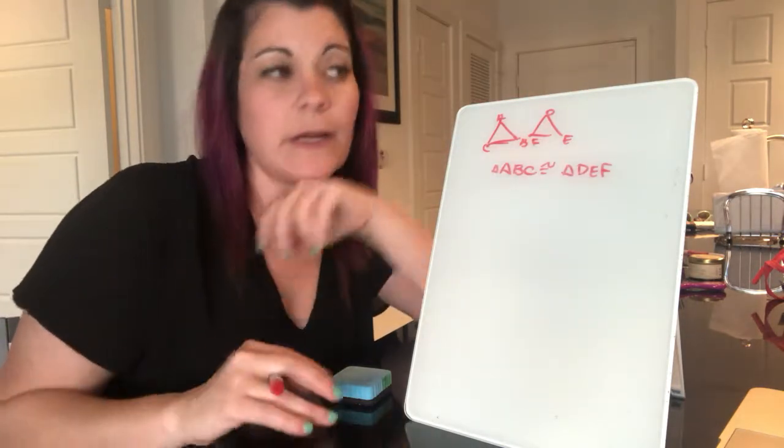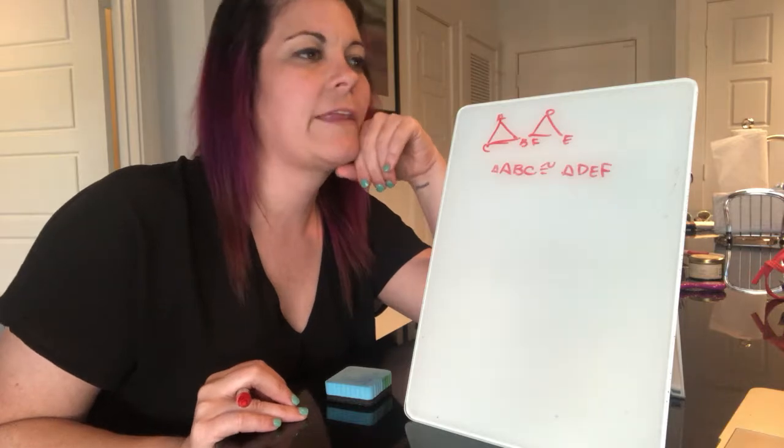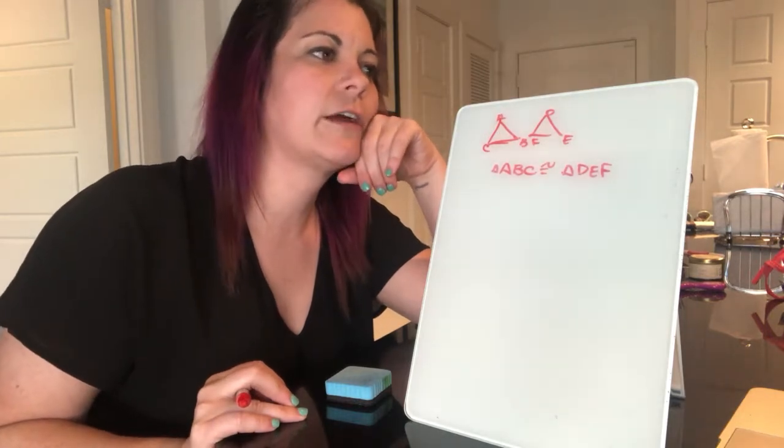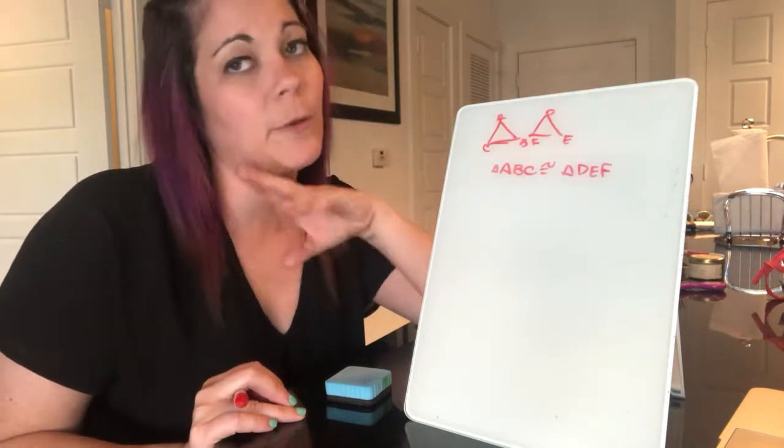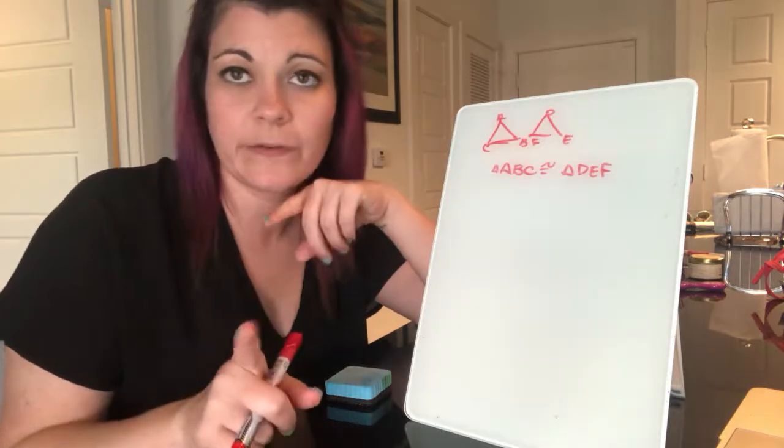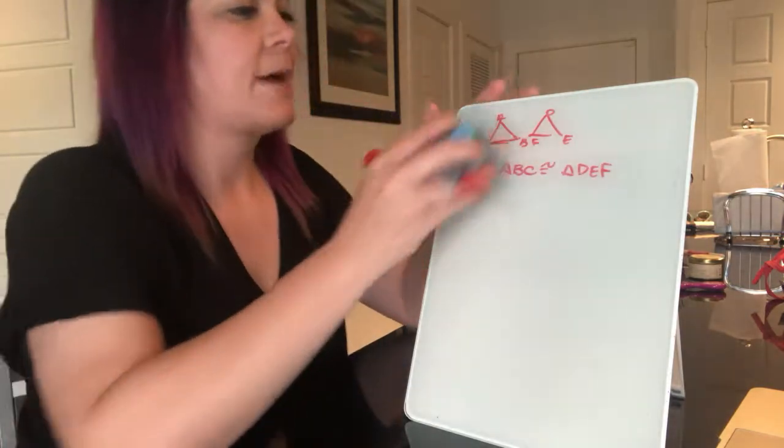If two figures have the same size and same shape, they are congruent, the converse of each other. So if two figures are congruent, they have the same size and shape. If the two figures have the same size and shape, then they are congruent. And we talked about converses. If you don't know conditional statements, go back and watch that.